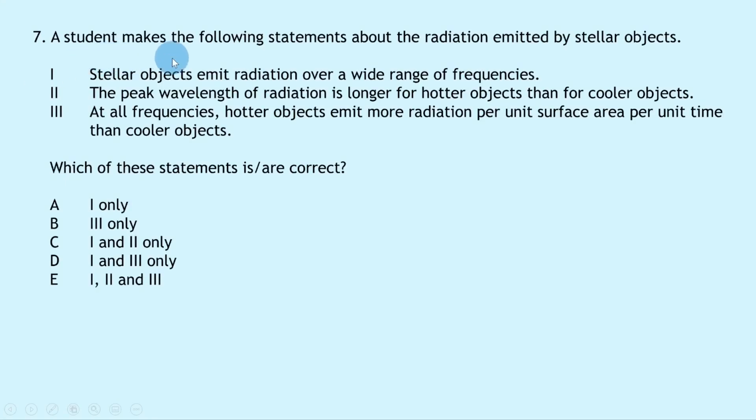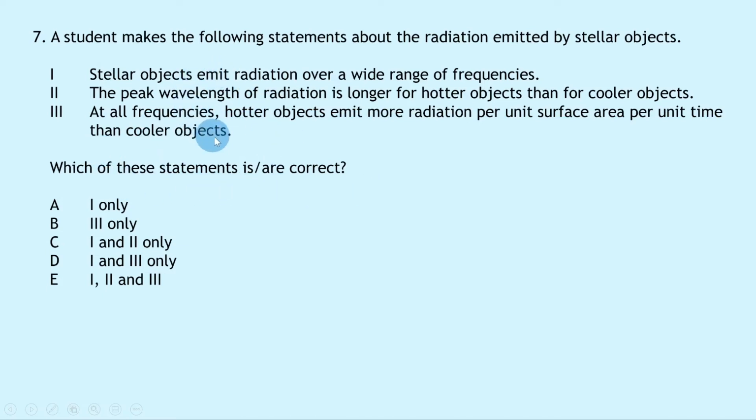Question 7 says a student makes the following statements about the radiation emitted by stellar objects. Statement 1 says stellar objects emit radiation over a wide range of frequencies. Statement 2, the peak wavelength of radiation is longer for hotter objects than for cooler objects. And statement 3, at all frequencies, hotter objects emit more radiation per unit surface area per unit time than cooler objects. Which of these statements is or are correct?